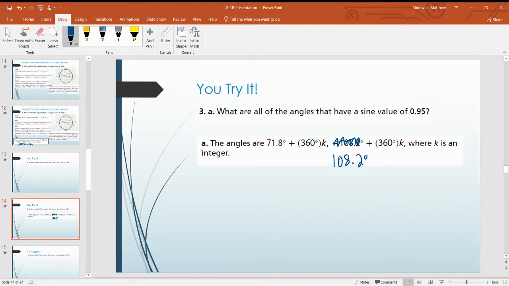So we can find the first quadrant angle and give it a full spin. So I could add 360 or 720 to the first quadrant angle, 71.8, or I can add 360 to 108.2 and still get to the same spot. So we really need to know where is sine positive. Those are the two quadrants. You gotta get an angle in each and then add 360k to find it.